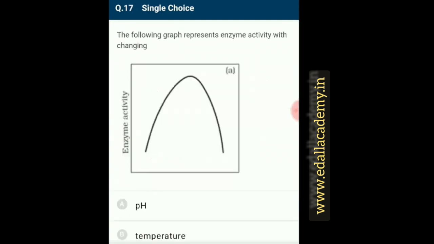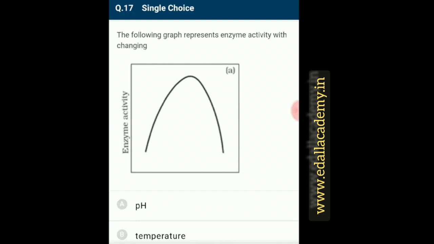Question number 17. The following graph represents enzyme activity with changing conditions. The major factors on which enzyme activity depends are temperature and pH. Every enzyme has a certain optimum temperature range at which it is active. At the lowest or highest temperatures, the activity will not be seen. At lower temperature, the enzyme remains totally inactive, and at higher temperature, denaturation of proteins is seen, and thus the activity is hampered.